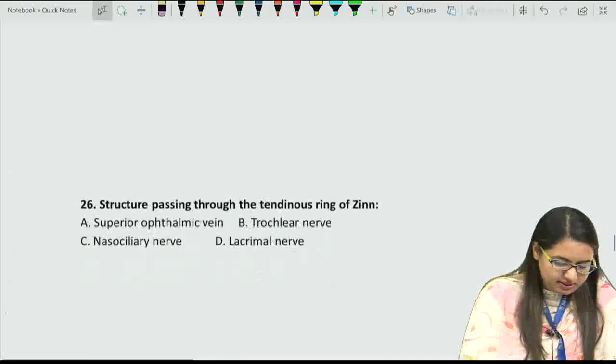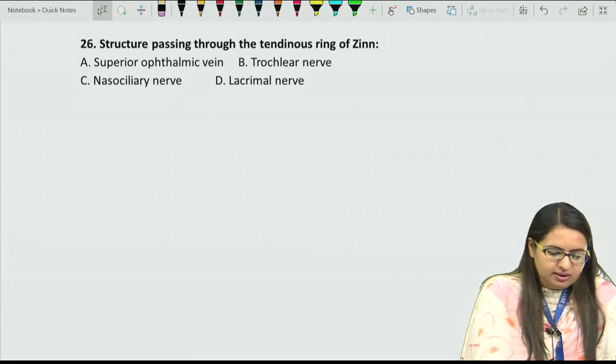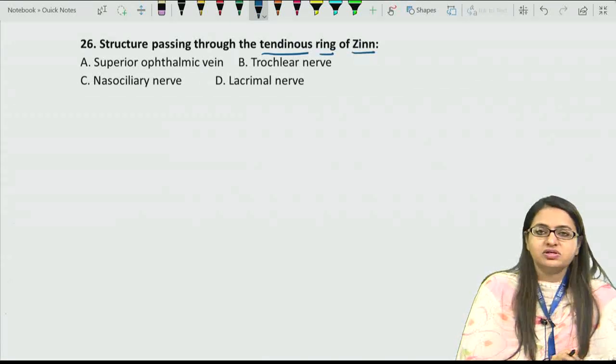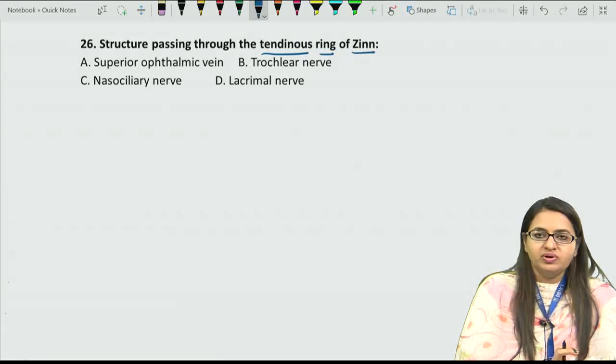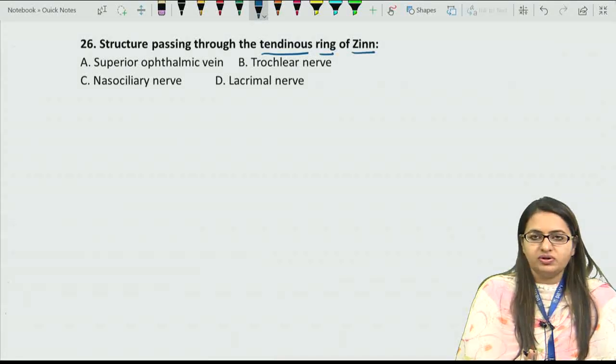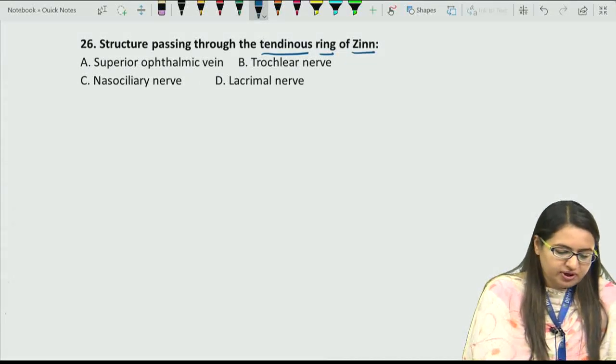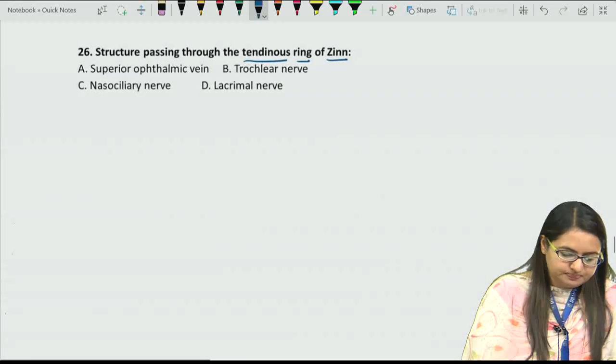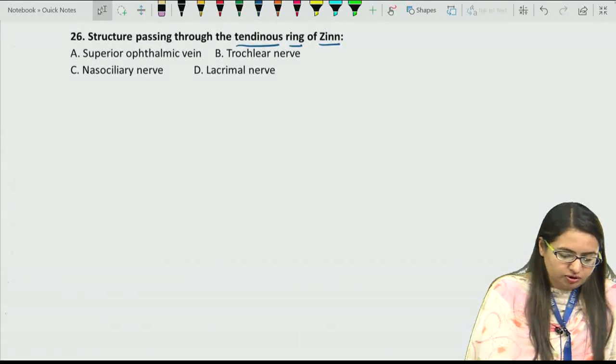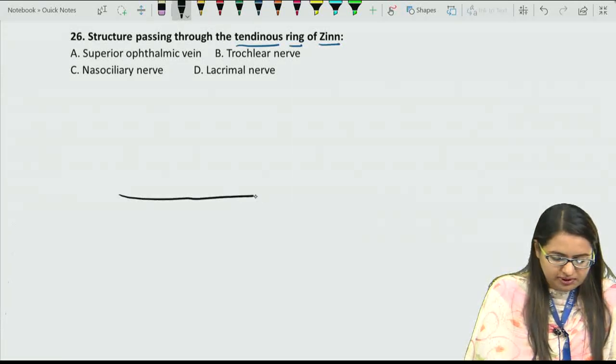Now question number 26. In this it is talking about the tendinous ring of Zinn. This is the annulus of Zinn, which is a common tendinous ring for the common origin of all the recti muscles of the eyeball, the 4 recti muscles. In the bony orbit, we have a superior orbital fissure which is placed like this.